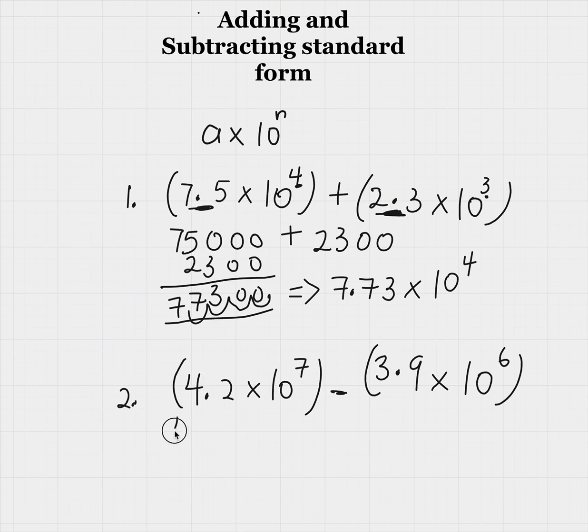Very easy and straightforward. Let's try the second question. So this would be 42. How many zeros? 6 zeros, because we have a decimal here: 1, 2, 3, 4, 5, 6. Minus 39. How many zeros? The number of zeros would be 5, because we have a decimal here. And now we subtract the two numbers using the column method.